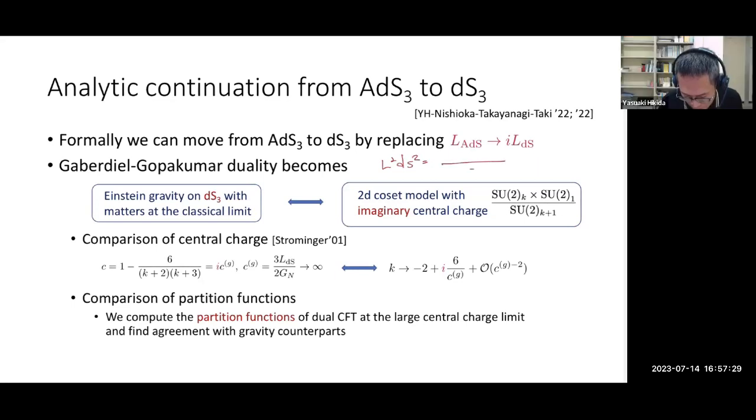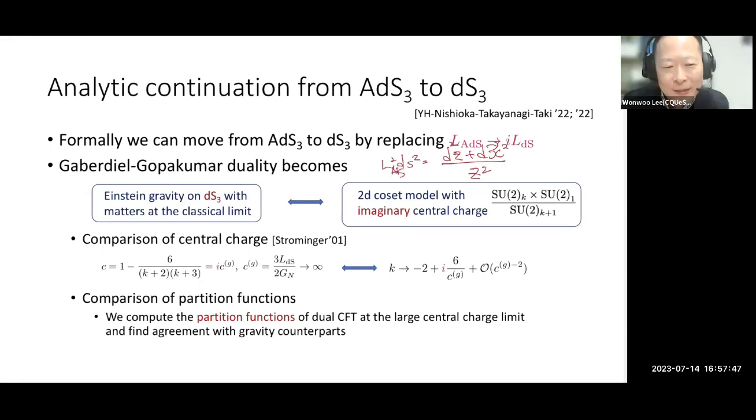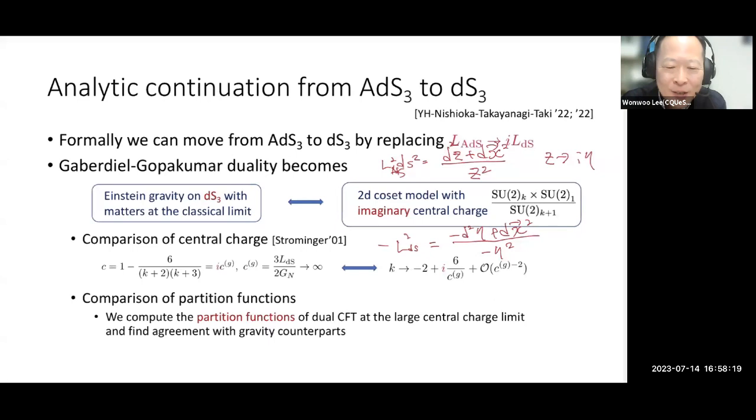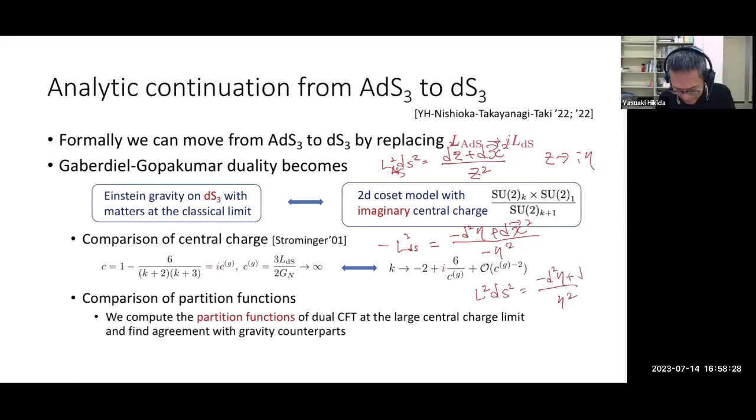Okay. So this is Euclidean AdS space in the Poincare coordinates. And now we replace L_AdS by i times L_dS. So we have a minus sign here, and now we also shift z to i times eta. Then this becomes minus eta squared, and this is minus eta squared plus dx squared. Then what's happening? Yes, this is the Poincare patch. I understood. Thank you.